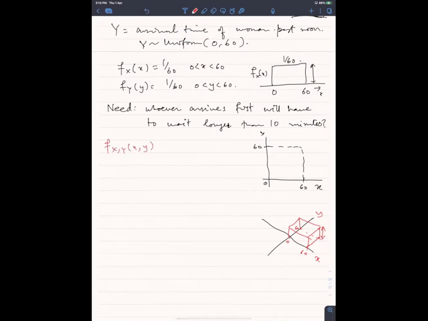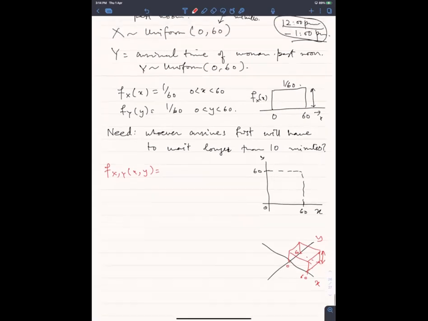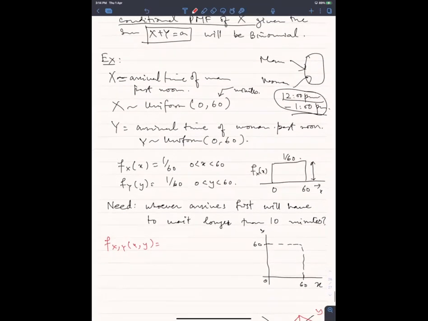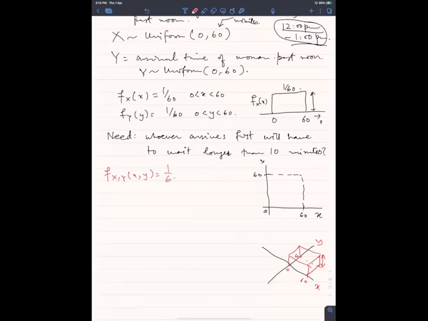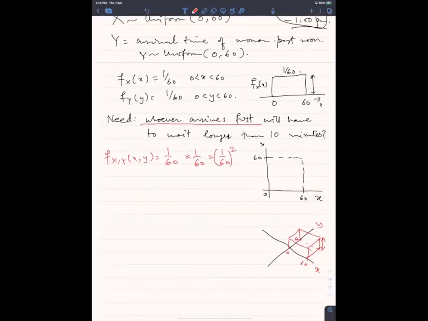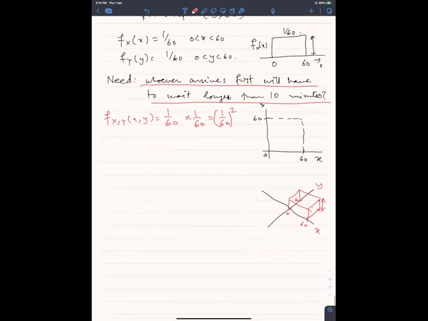fxy. xy would be equal to, since they arrive independently of each other. ये हमने पता नहीं कहीं बताया या नहीं, should have. They arrive independently of each other is 1 over 60 into 1 over 60, which is 1 over 60 squared. Okay, so I'm interested in finding out that whoever arrives first will have to wait longer than 10 minutes.